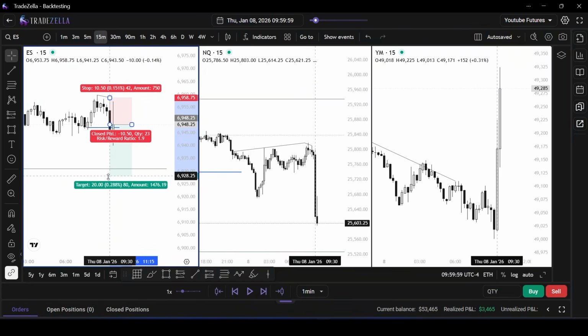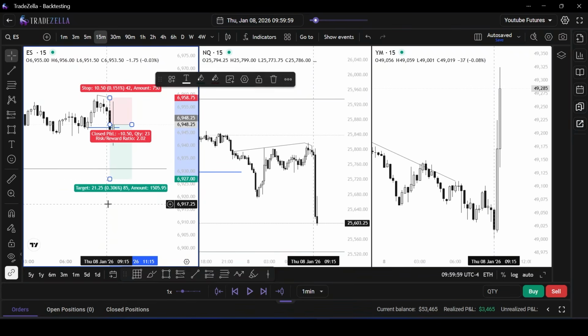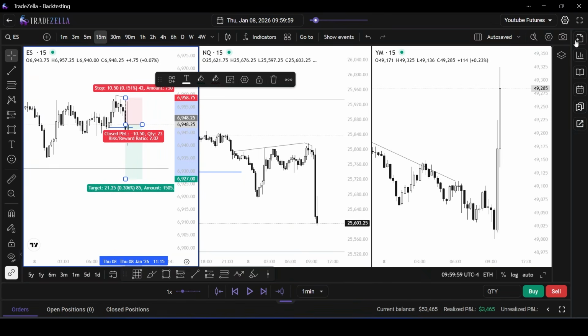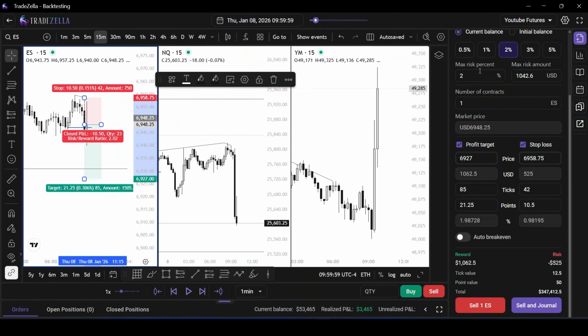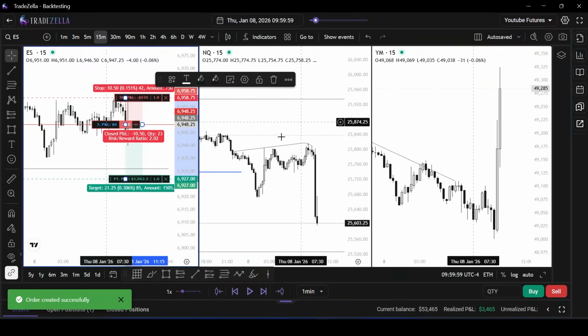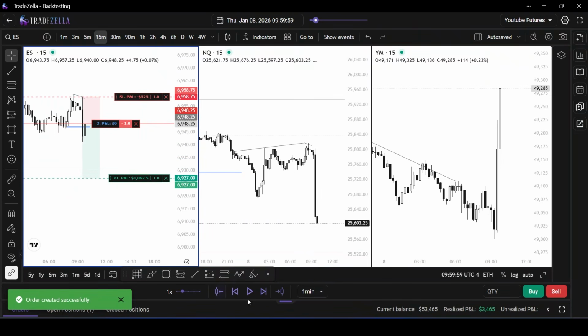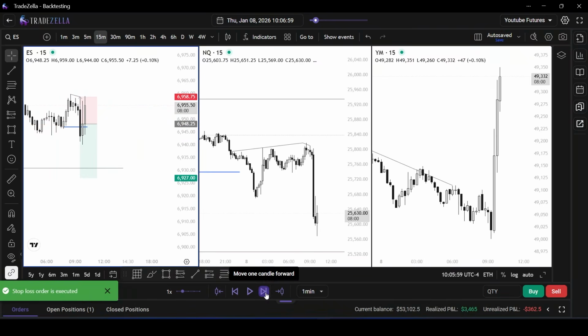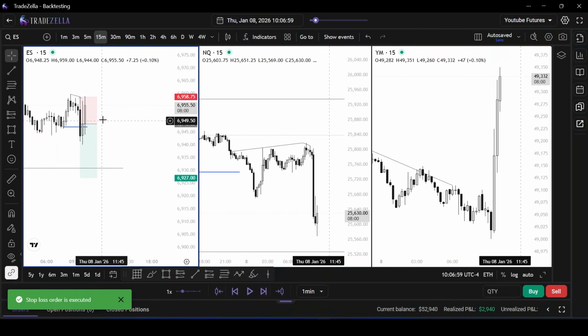Are we gonna get a 2-hour? Yeah, we can get a 2-hour trade here. To be honest, I'm just gonna take it, man. I'll take it and see what we get. Risk 1%. Let's see how this one's gonna work out. Oh shit. Okay, that one's lost.